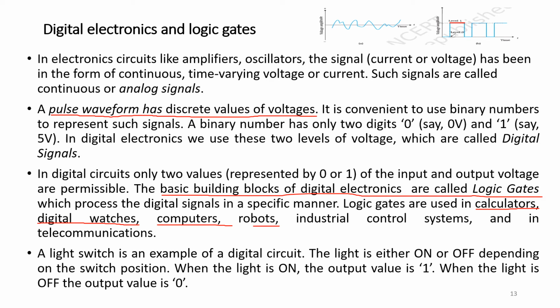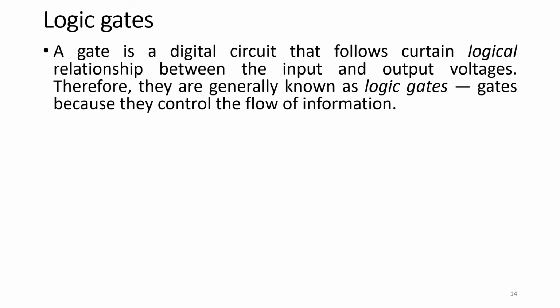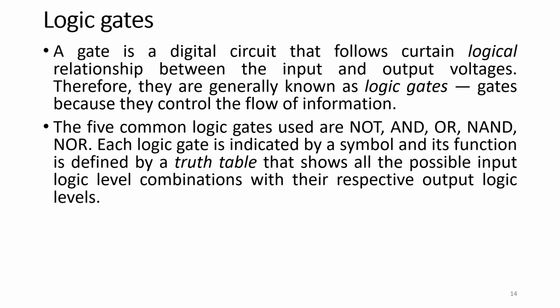So therefore there are only two levels. Logic gates: a gate is a digital circuit that follows a certain logical relationship between input and output voltages. Therefore, they are called logic gates. Gates, because they control the flow of information. The 5 common logic gates used are NOT, AND, OR, NAND, and NOR.